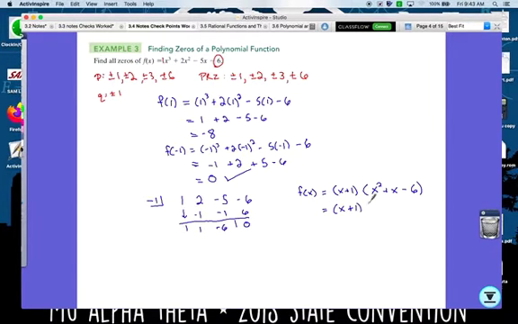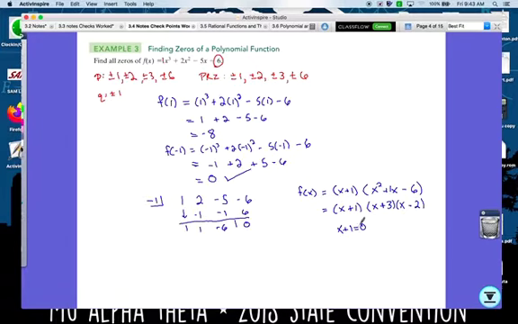All right, so we have to find numbers that multiply to give me negative 6 and also add together to give me a positive 1 here in the middle. We're going to go with a positive 3 and a minus 2. So 3 minus 2 is 1, and 3 times negative 2 is negative 6. Once it's factored, you set each one of these equal to 0.